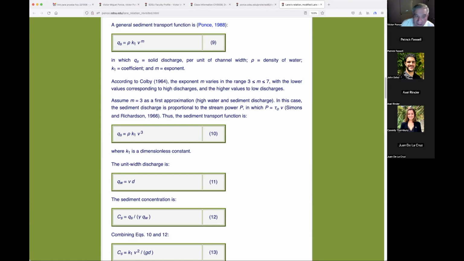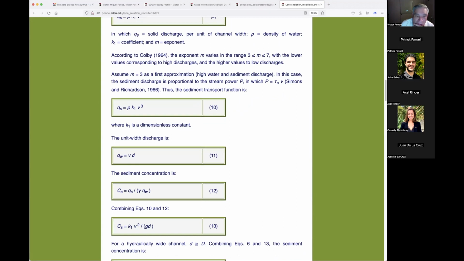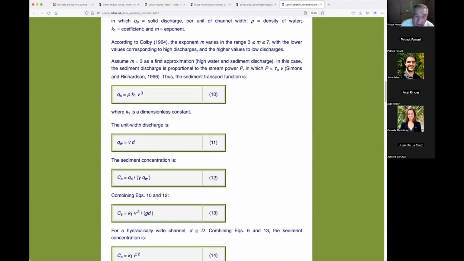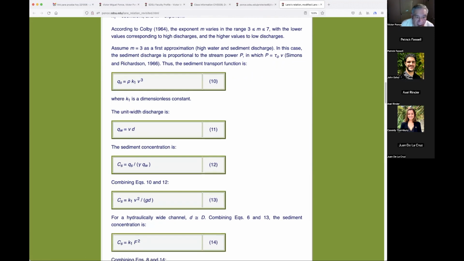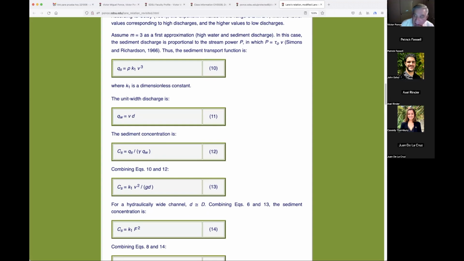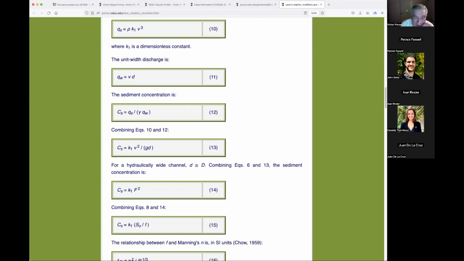So it's relative, right? So this is the equation that we're going to use here. It's a very common equation. It's a Colby type method. Now the unit discharge is equation 11. And the sediment concentration, that's also a definition. Well, how do you define the sediment concentration? The discharge of sediment over the discharge of water with the gamma, because the gamma is to convert the water to sediment. Combining equations 10 and 12, we get this equation. And then for a hydraulically wide channel, we replace R with D, and then we find out with the Froude number.